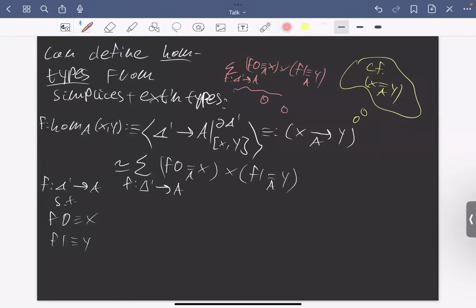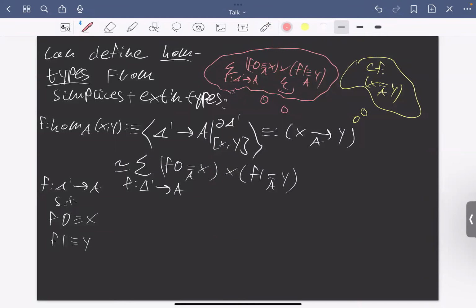So this is the sort of object that I want to get. I want to get F together with judgmental equalities at the endpoints, but that's not definable in homotopy type theory because these gadgets here are not types. So that's not the good way to go here because it doesn't make sense.